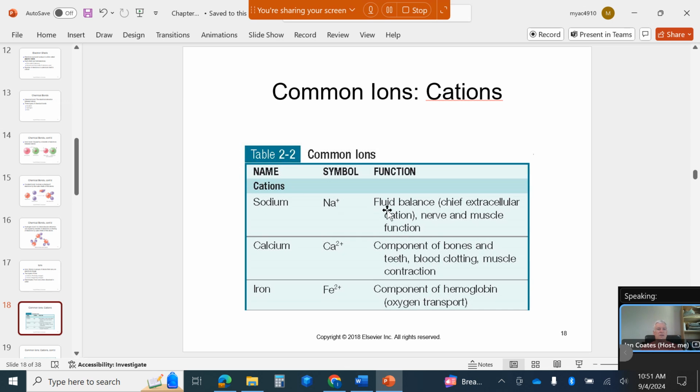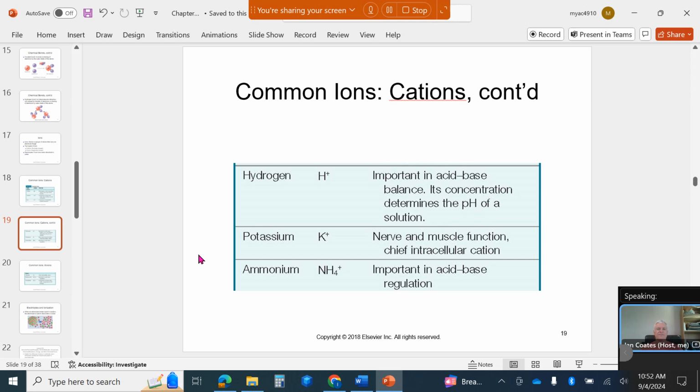So we use sodium for fluid balance, nerve and muscle function, teeth, bone. We use them all for these. Calcium is a component of bone and teeth, blood clotting, muscle contraction, nervous function. Iron, which comes from the Latin for ferrous. That's why iron's chemical symbol is Fe. Component of hemoglobin for oxygen transport. Interesting stuff.